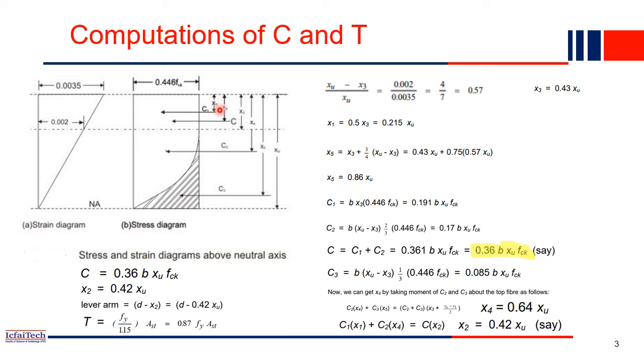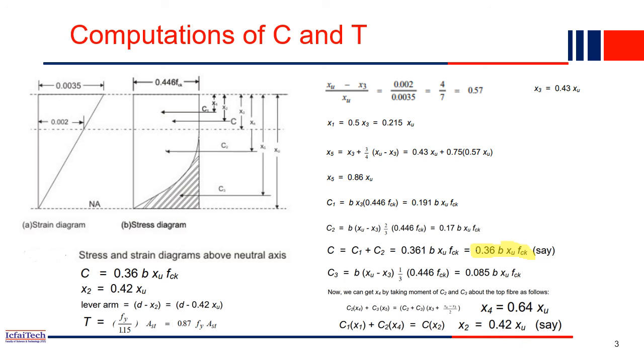Similarly, if you take moment of this rectangle and these two rectangles, so this is C1 into CG distance x1, right? C1 into x1 plus C2, this area, into CG distance, which is x4, right? C2 into x4 equal to entire C. So entire C is C1 plus C2, into x2. So x2 is CG of entire stress block. C is the entire force. From this expression, if you substitute all these values, you will get x2. So x2 is 0.42 xu.